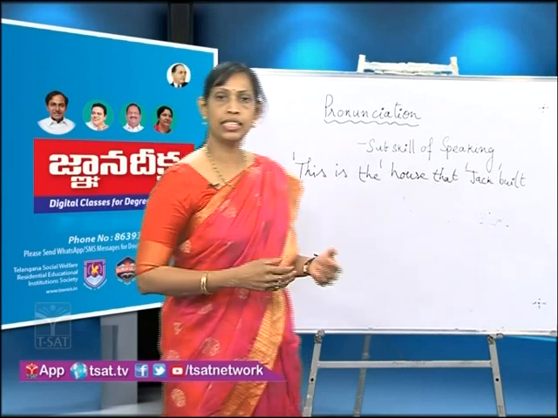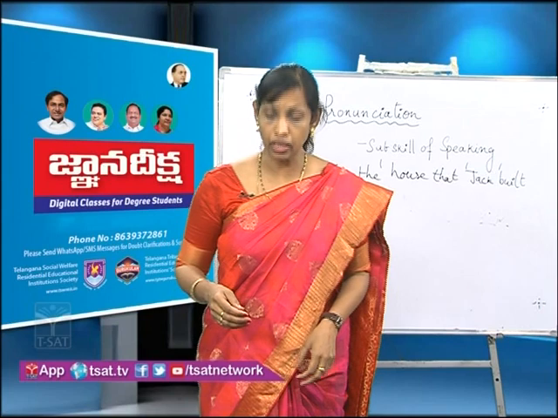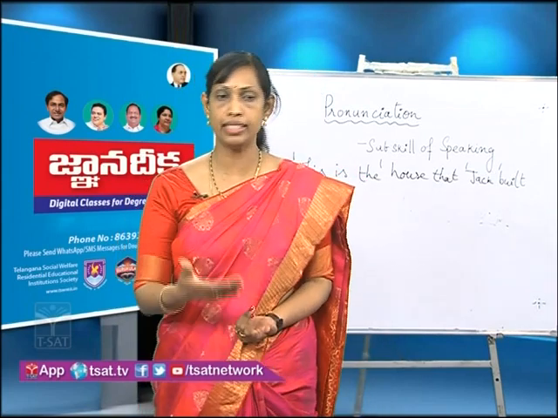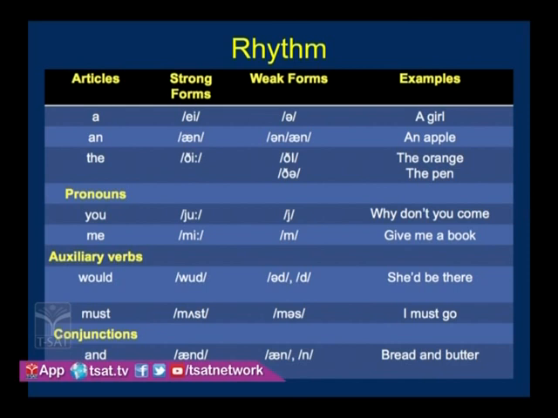So let us see a few words where there is a contraction. This is the list of the words which are contracted. You can see on the slide. So the article a can be uttered as a girl or a girl. An can be uttered as an apple or an apple. The orange or the orange, right? The orange and the pen. And students, where do you use the and where do you use the? The is used before vowel sound and the is used before consonant sound. It's like the orange and the pen.